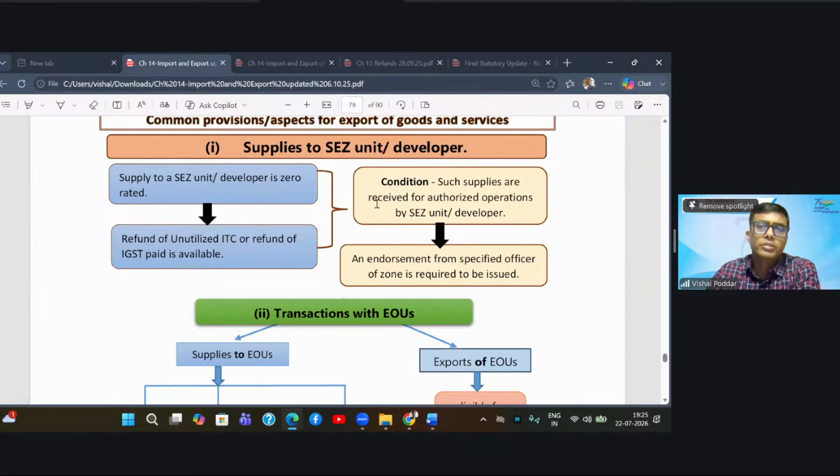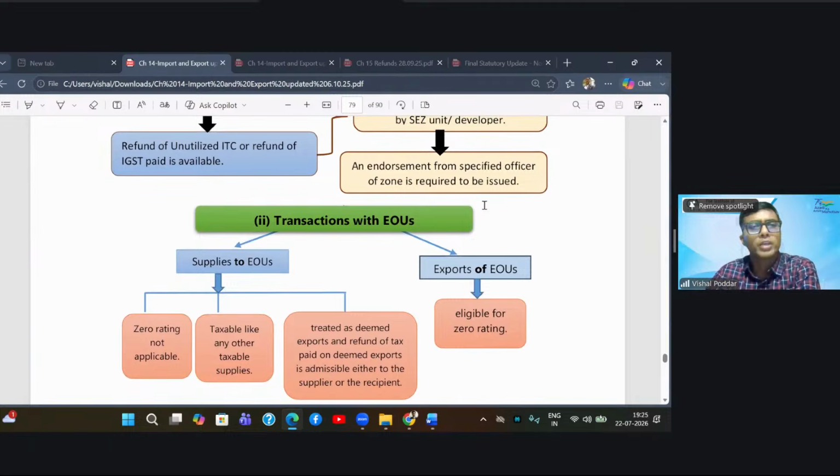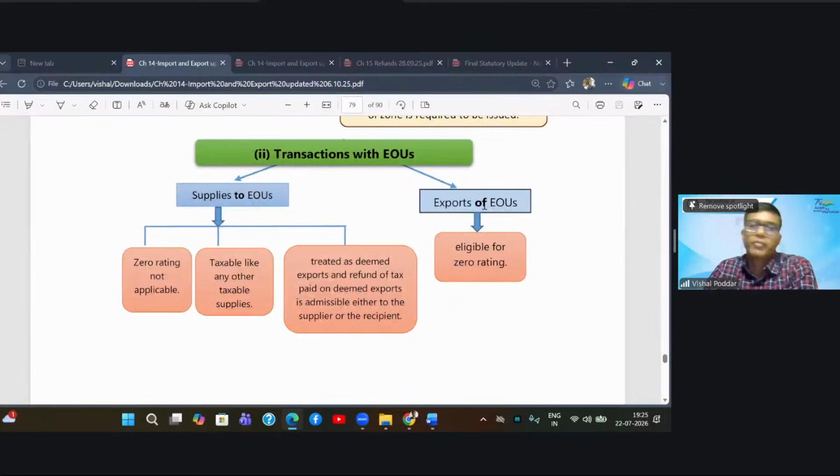What are the conditions? Such supplies should be part of authorized operations of the SEZ. So the SEZ to whom I am supplying these goods or services, for them, this should be covered in their authorized operations. Next, there should be an endorsement made by the officer of the SEZ on my invoice that yes, these goods are inverted in the SEZ for that particular SEZ's authorized operation. So that type of endorsement, that type of certification, has to be done on the invoice by the SEZ officer.